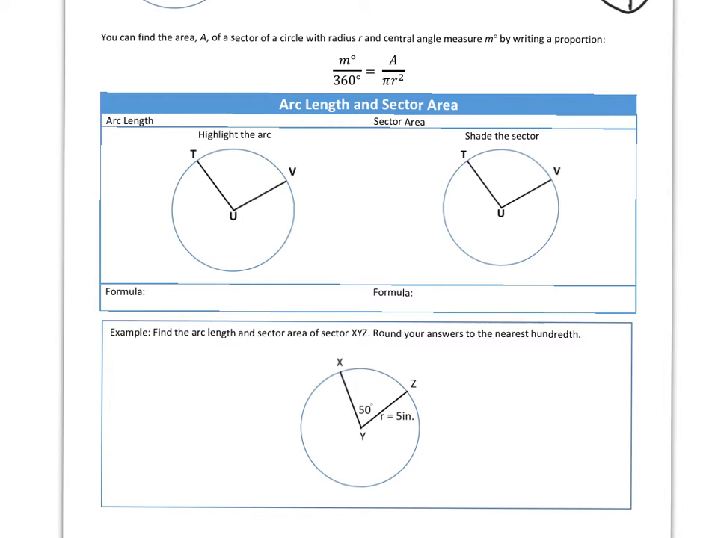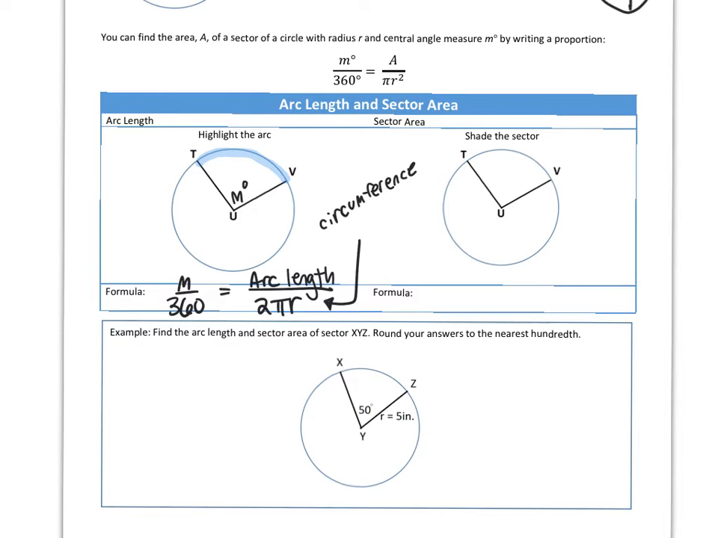And the way we use that for the arc length, I'm just going to highlight my arc right there. There it is. What we would do is say the measure of our central angle over 360 degrees is equal to the length of our arc over the circumference of the circle, which is 2 pi r. So we can use a proportion like this one as long as we know the measure of the central angle to find the length of the arc.